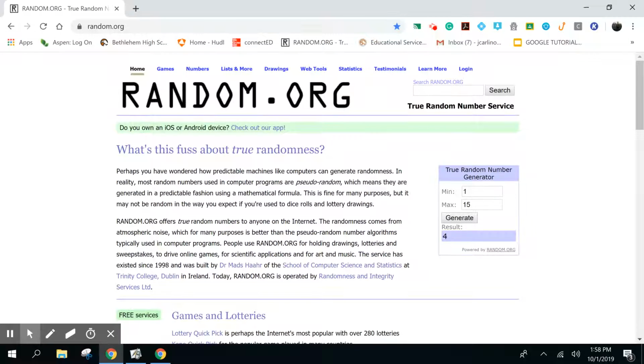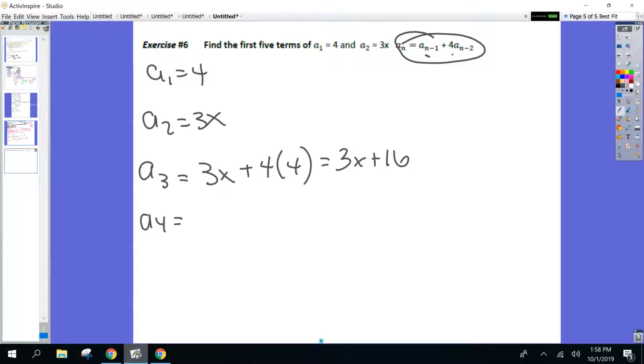Here we go now. Your show. So ready? Previous term. I'm on the fourth term. What was my previous term? 3x plus 16 plus 4 times the term before that one. 3x. Multiply, combine your like terms. Let me know where you're at.